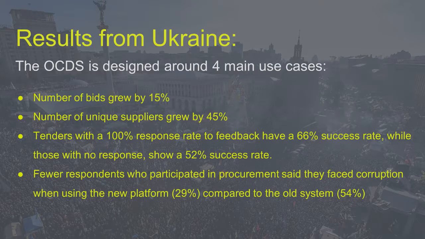The number of unique suppliers grew by 45%. Some of the important parts of tenders are also the kind of engagement that you have with your buyer community. And they've built a couple of tools around that as well that directly link to the award. Tenders with 100% engagement and feedback have a much higher success rate of going through than the ones without.